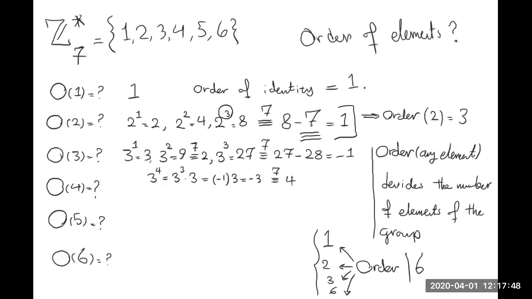So let me say something. We already kind of know the order of 3. The order of 3 is not 1, because 3 to the 1 is 3. It's not 2, because 3 squared is 2, and that's not 1. It's not 3, because 3 cubed is -1, and that's not 1. So what is the order of 3? Can you tell me? Does anyone know the answer? You can unmute yourself and just say it. Is it 6? Yes, you're right.